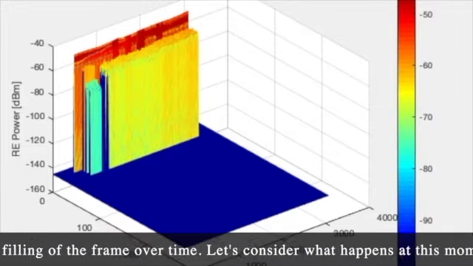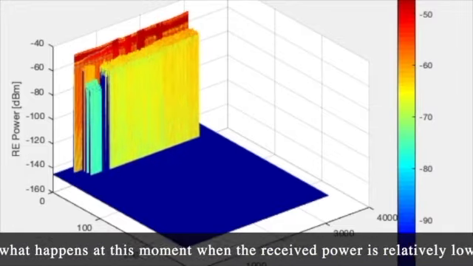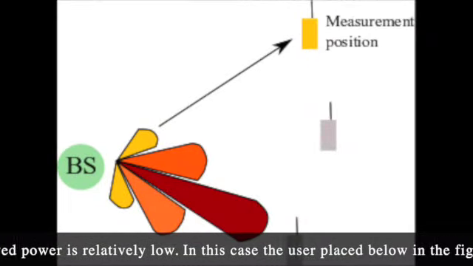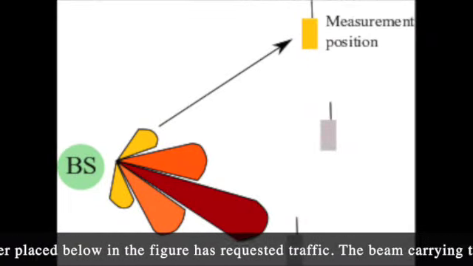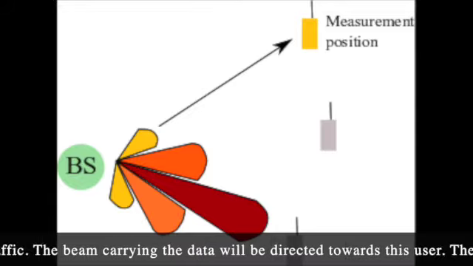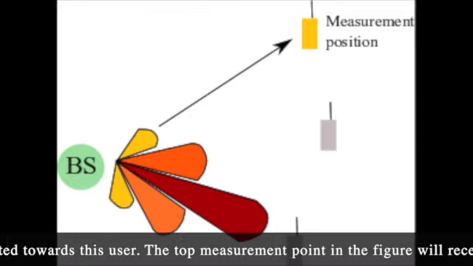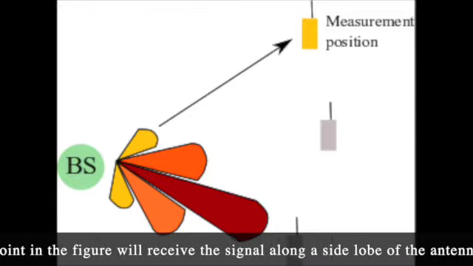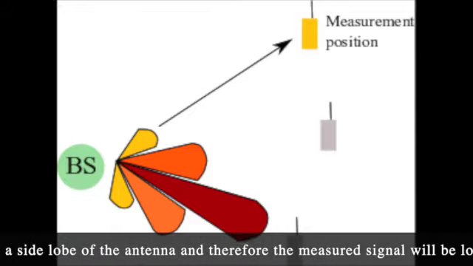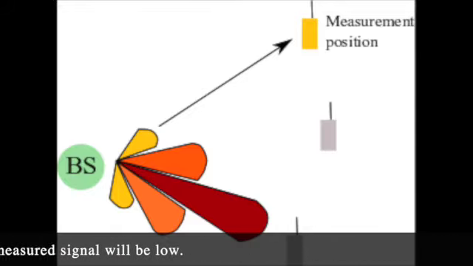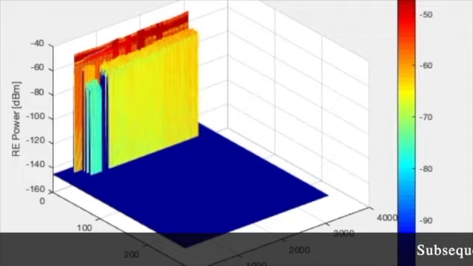Let's consider what happens at this moment, when the received power is relatively low. In this case, the user placed below in the figure has requested traffic. The beam carrying the data will be directed towards this user. The top measurement point in the figure will receive the signal along a side lobe of the antenna, and therefore the measured signal will be low.